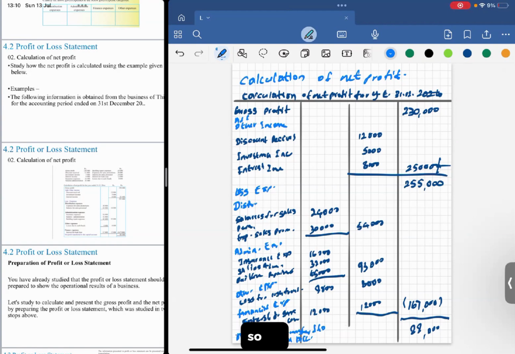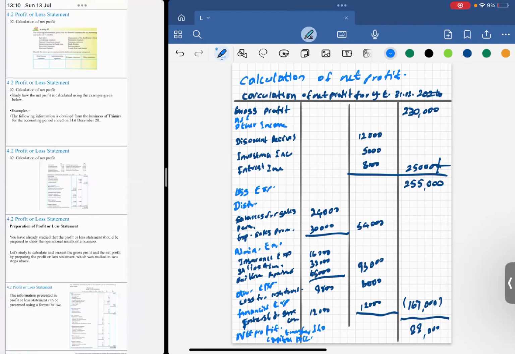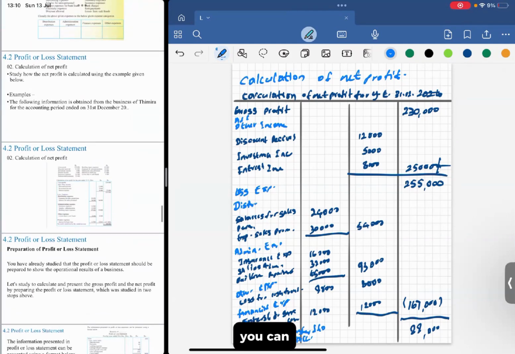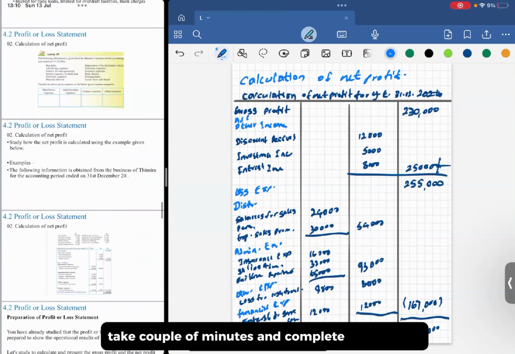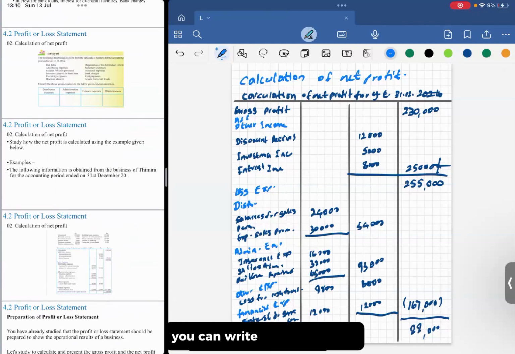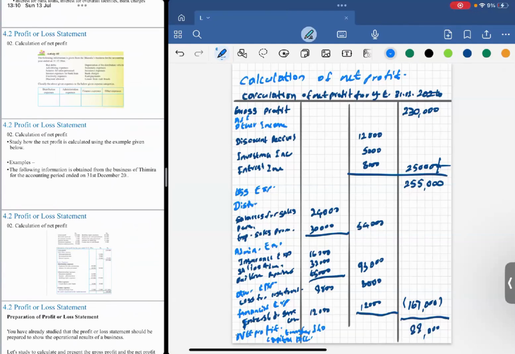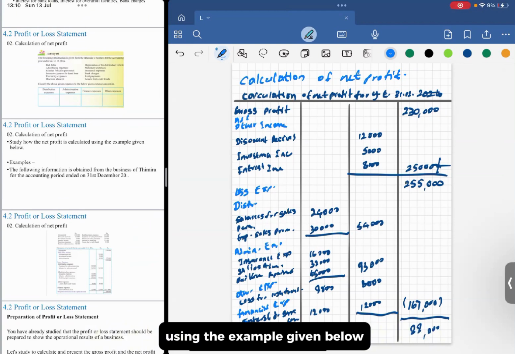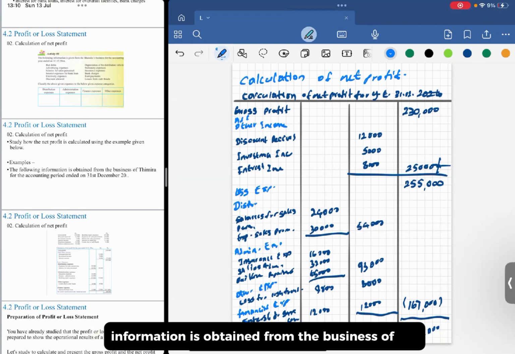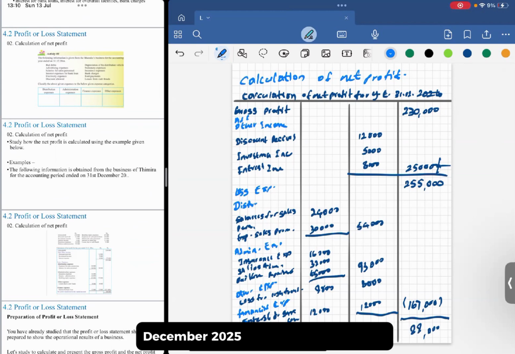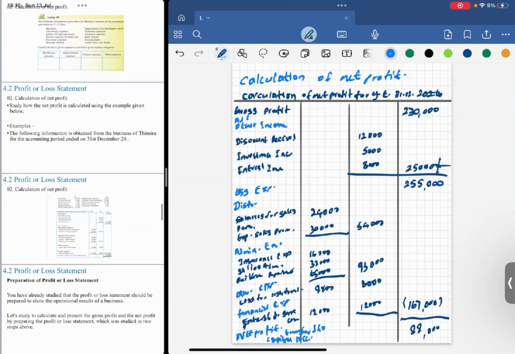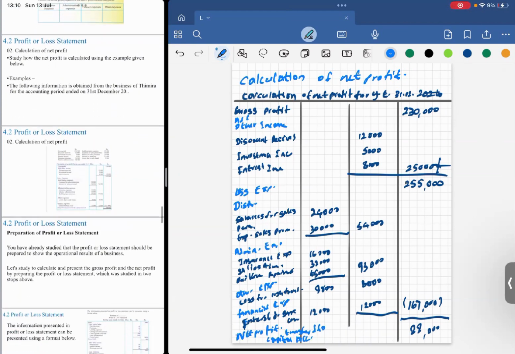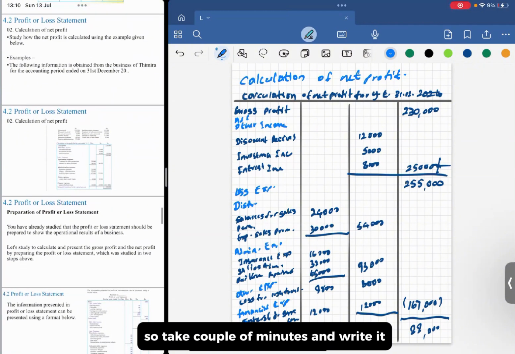So you can take a couple of minutes and complete writing this. You can write the above slide as calculation of net profit, and then write: study how the net profit is calculated using the example given below. And the following information is obtained from the business of Thimira for the accounting period ended 31st December 2025. Take a couple of minutes and write it.